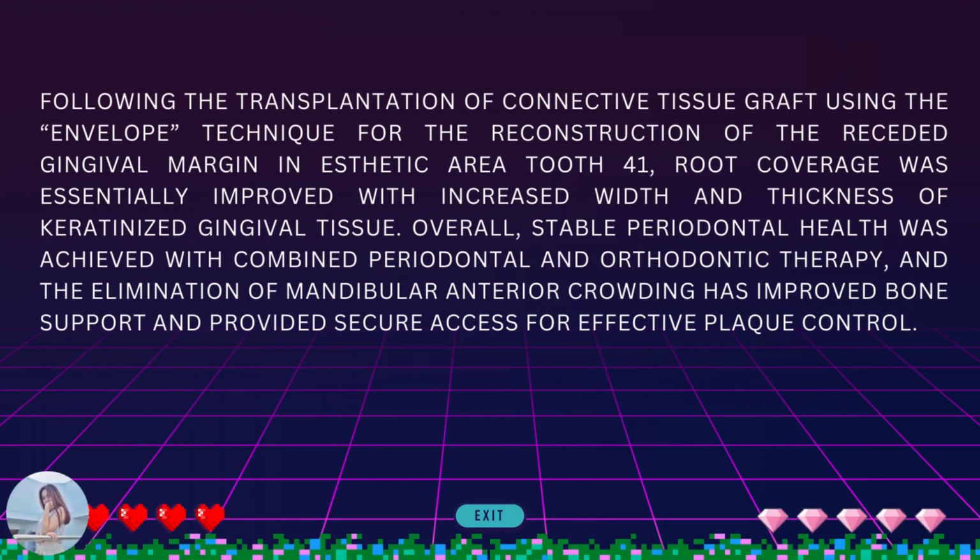orthodontic treatment. Following the transplantation of connective tissue graft using the envelope technique for the reconstruction of the receded gingival margin in the aesthetic area, tooth 41, root coverage was essentially improved with increased width and thickness of keratinized gingival tissue.